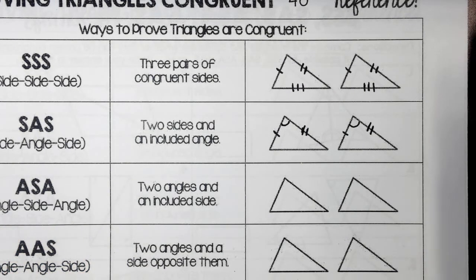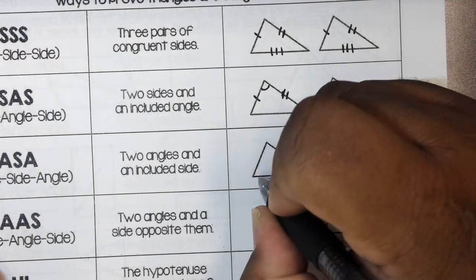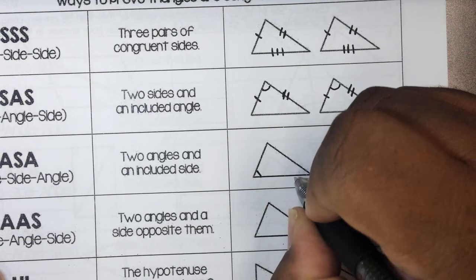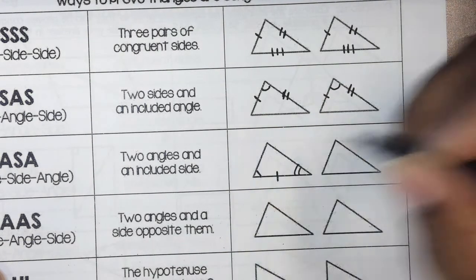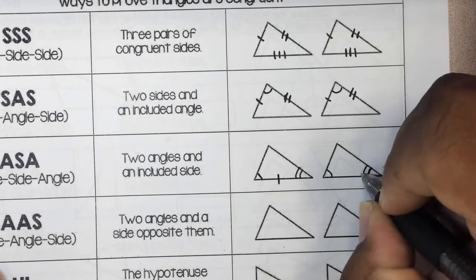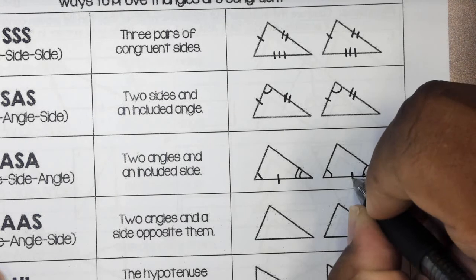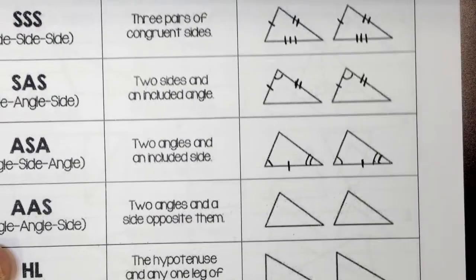Another one is angle-side-angle. This is when you have 2 angles marked congruent and a side in the middle of those 2 angles. So 2 angles and an included side. Angle, side, angle. 2 angles marked congruent and a side in the middle on both triangles. That will be angle, side, angle congruency.